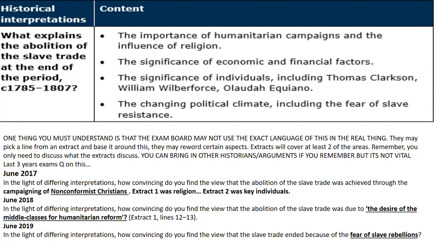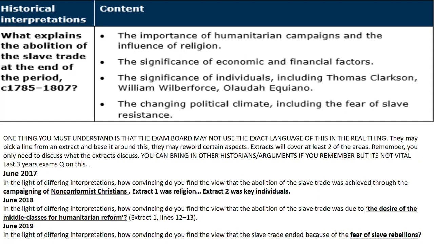Now with that focused very much on, number 1, humanitarian campaigns, and number 2, the economic side in terms of the growth of the middle class. Because remember, around 1785, we were starting to industrialize, and this created this new middle class. And basically, it's a humanitarian campaign question again.